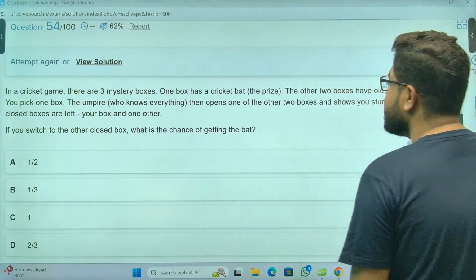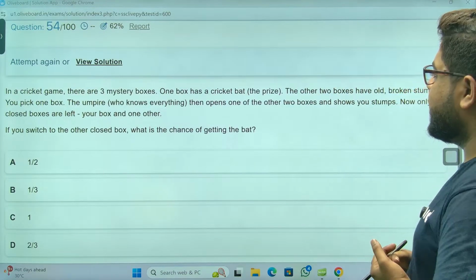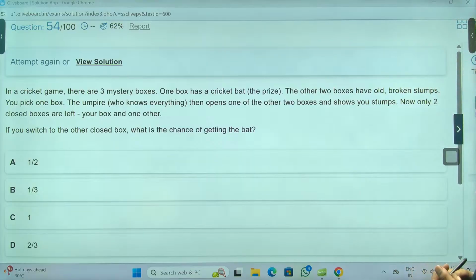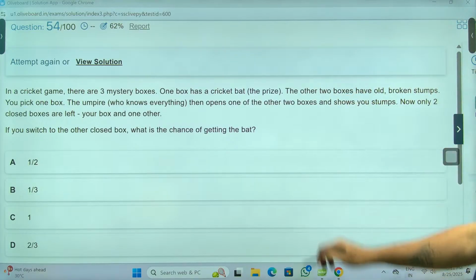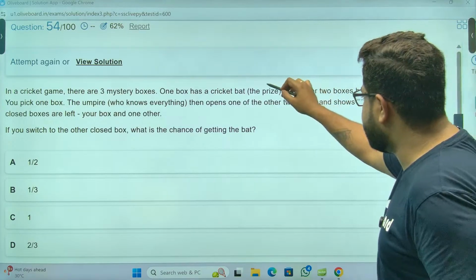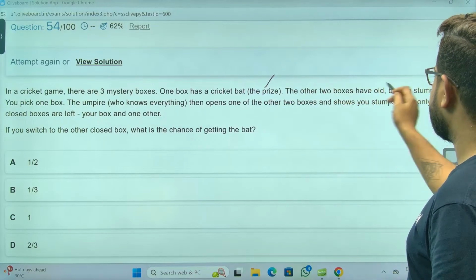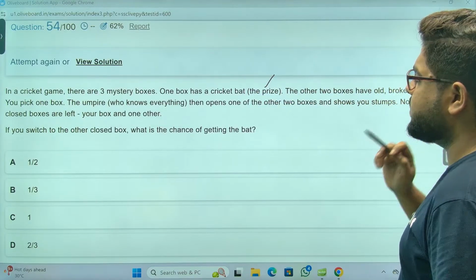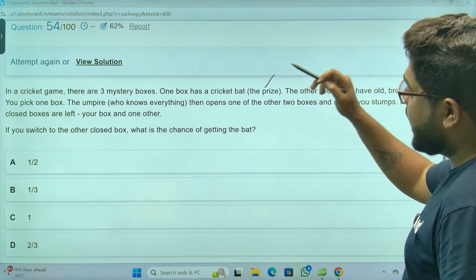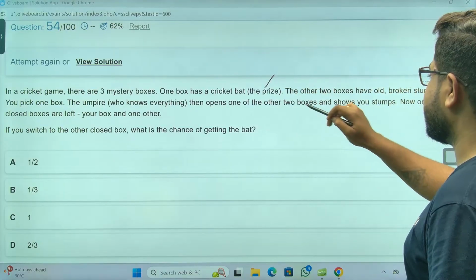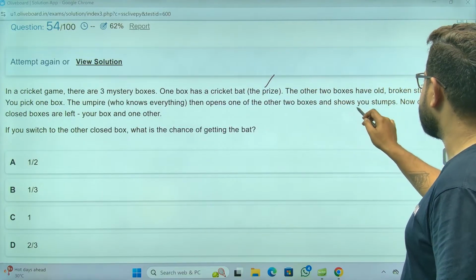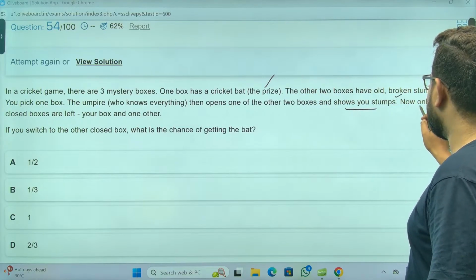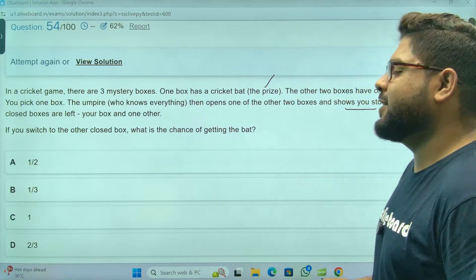Acha. In a cricket game, there are 3 mystery boxes. I hope you guys can read this. One box has a cricket bat, such a bat is the prize. The other 2 boxes have old broken stumps. You pick one box. The umpire, who knows everything, then opens one of the other 2 boxes and shows you stumps. Now only 2 boxes are left.